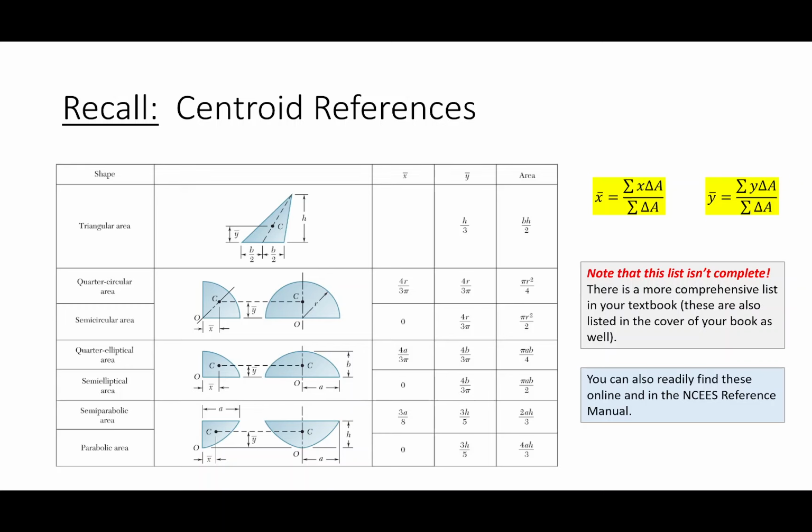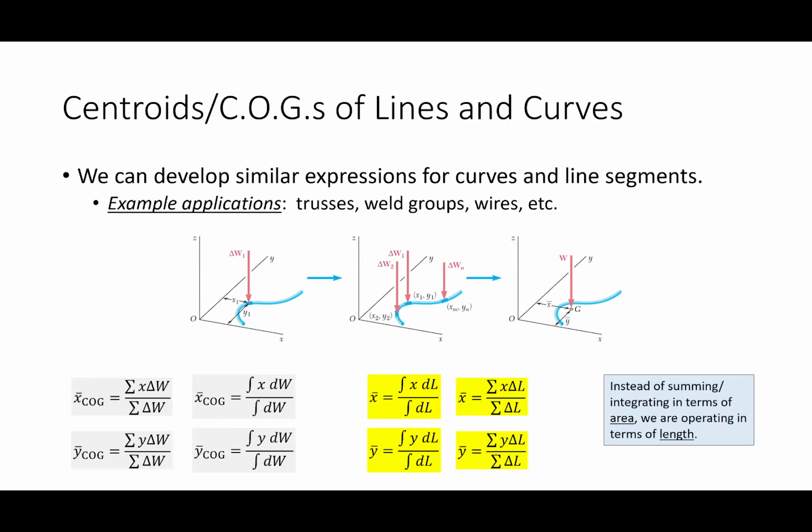But we will use the B over 3 and H over 3 for a triangle, but I'll just assume we can remember that one. Today what we're going to do is look at centroids of lines and curves. And to be honest, we're really not going to look at the centroid of a curve. We're going to mostly look at straight line segments here.